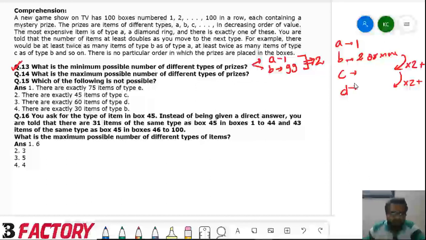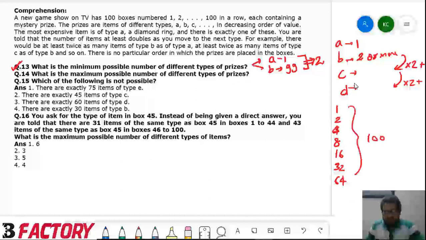What is the maximum possible number of different types of prizes? You have to remember powers of two. 1, 2, 4, 8, 16, 32, 64. That's how we'll go, and the sum has to be 100. Obviously, if you go to 64, the sum is 127. That sum is not possible. That means we can go till here.